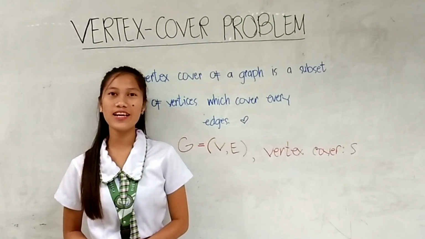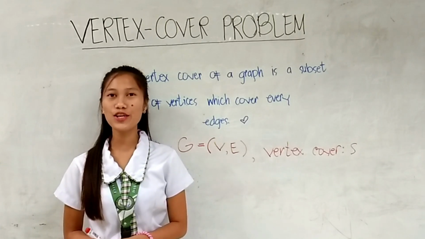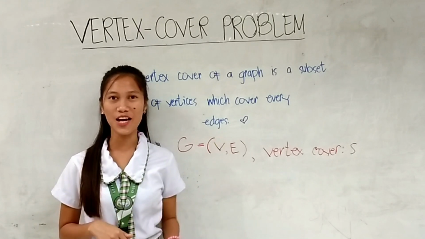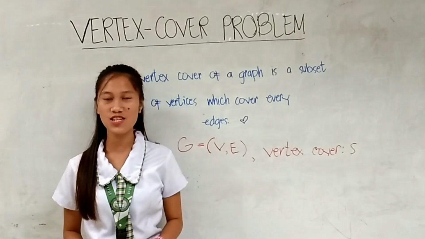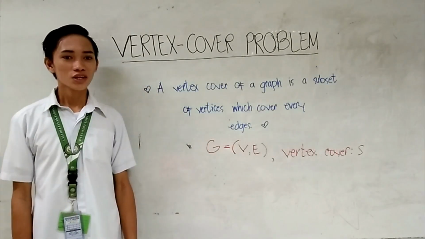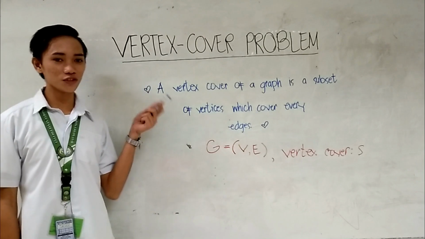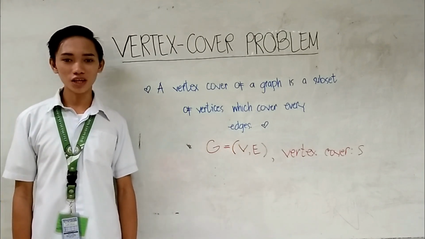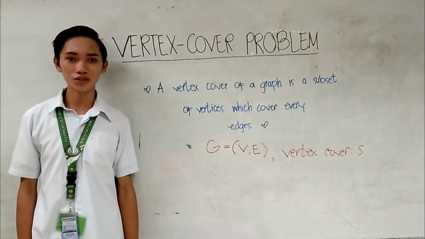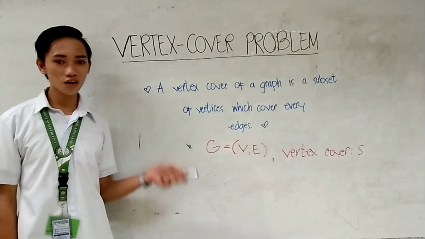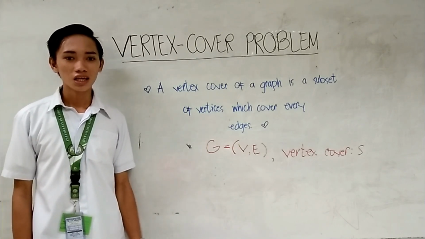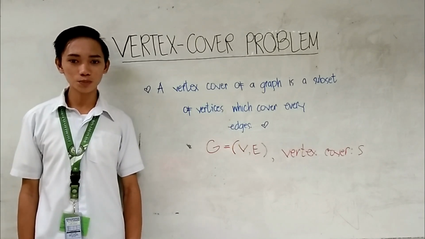So basically, it is a graph which has a subset of vertices which covers all the edges. Later on we're going to give you some examples to better understand the vertex-cover problem. But this time, we're going to discuss the theory of the vertex-cover problem. In graph theory, a vertex cover is a subset of vertices which covers every edge. An edge is covered if one of its endpoints is chosen.